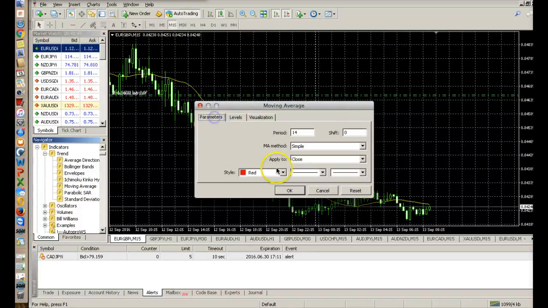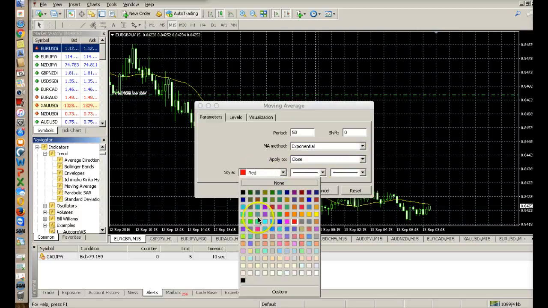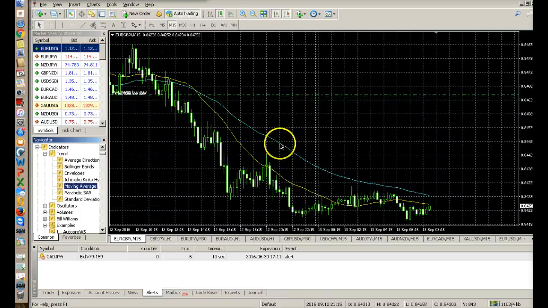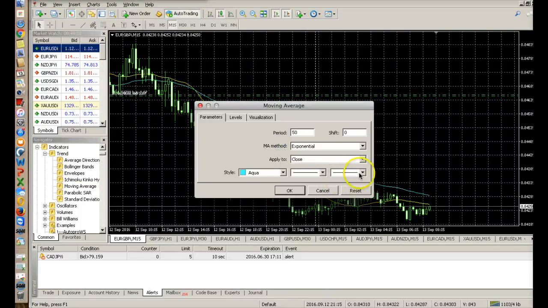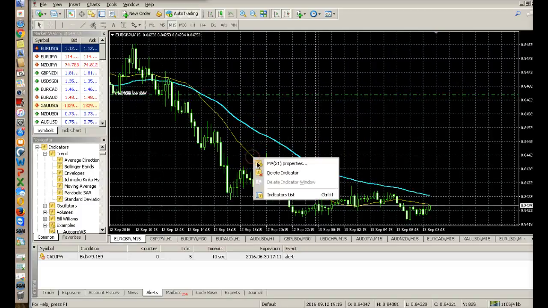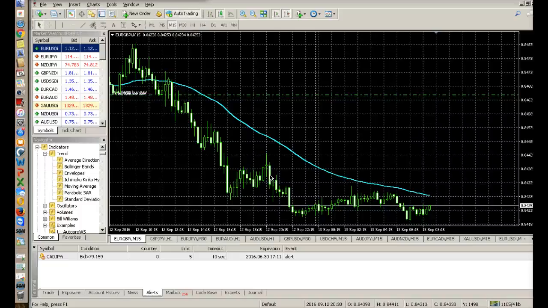So you want to use the 50, so you click that, and you want to make sure you change the MA to exponential, and you want this to be blue, aqua, and maybe make it a little thicker, so you change this right here. All right, you can delete this. To delete, you just double click. You don't need a 21 moving average.